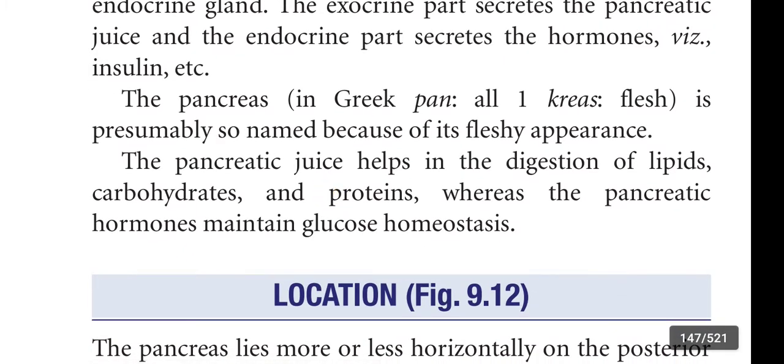The pancreatic juice helps in digestion of lipids, carbohydrates and proteins, whereas pancreatic hormones maintain glucose homeostasis. Pancreatic juice is secreted from the exocrine part.